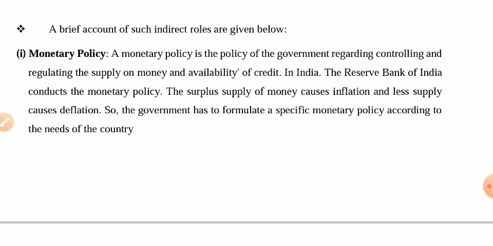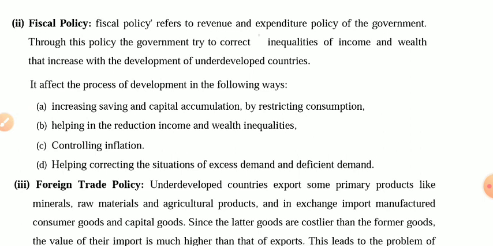But always keep in mind, dear student, that monetary policy is made by RBI, or this function is performed by RBI, and fiscal policy is conducted or regulated by the government. Okay student, next is fiscal policy. Fiscal policy refers to the revenue and expenditure policy of the government. Through this policy, the government tries to correct inequalities of income and wealth that increase with the development of underdeveloped countries. In fact, the process of development works in the following ways, like increasing saving and capital accumulation by restricting consumption.